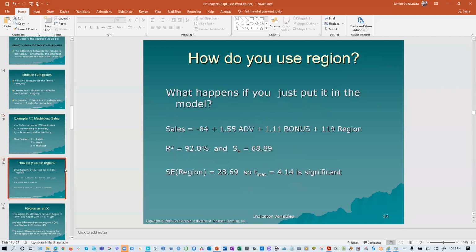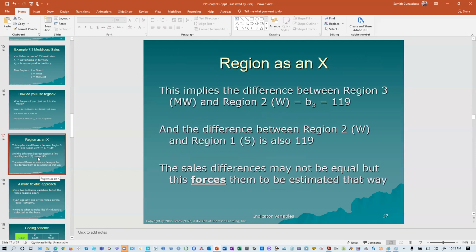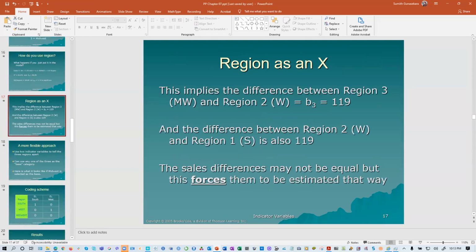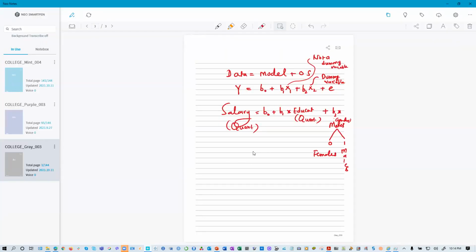How is the region going to affect it? What happens if you just put it into the model? You run this one and put it into the model, you get this, and the region, how is region going to be important? That's why, when you have 3 of them, let's look at this one. Before I go to that one, I would like to explain rather than writing. Before coming to the other example, look at what I'm going to do. I prefer to write this example in this way.